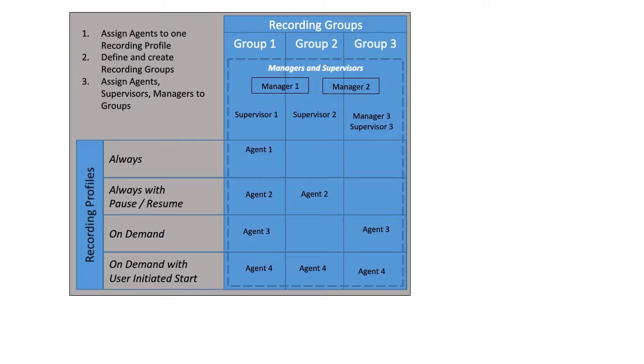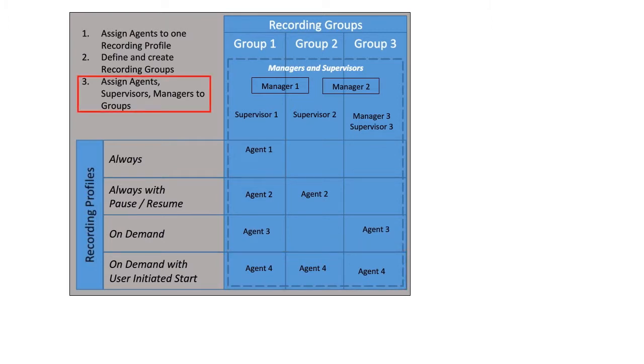Once a recording profile has been assigned to a user, that user can be assigned to various recording groups. The naming convention for recording groups is unique to every customer. You can create groups around locations, departments, or even call center queues. Once a group has been created and recording users have been assigned a recording profile, those users can be assigned to one or all of the recording groups.